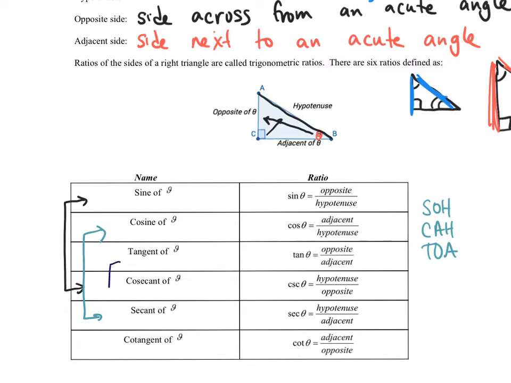And finally, we have tangent and cotangent. Tangent is opposite over adjacent. Cotangent is adjacent over opposite. So in any triangle with a given angle, the ratios of the sides are always the same. No matter how big or how small the triangle is, the sides are always going to be the same in ratio.